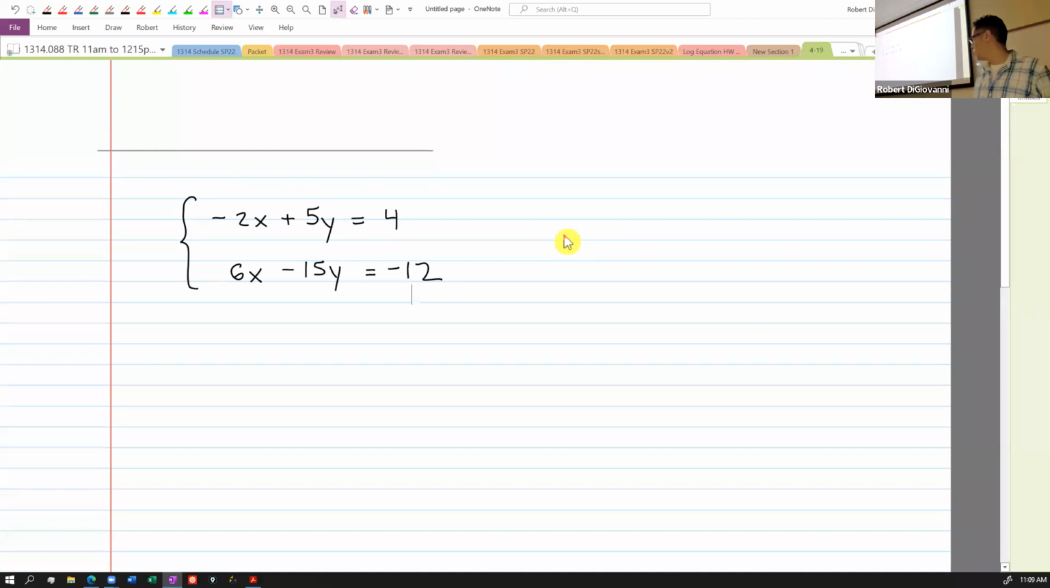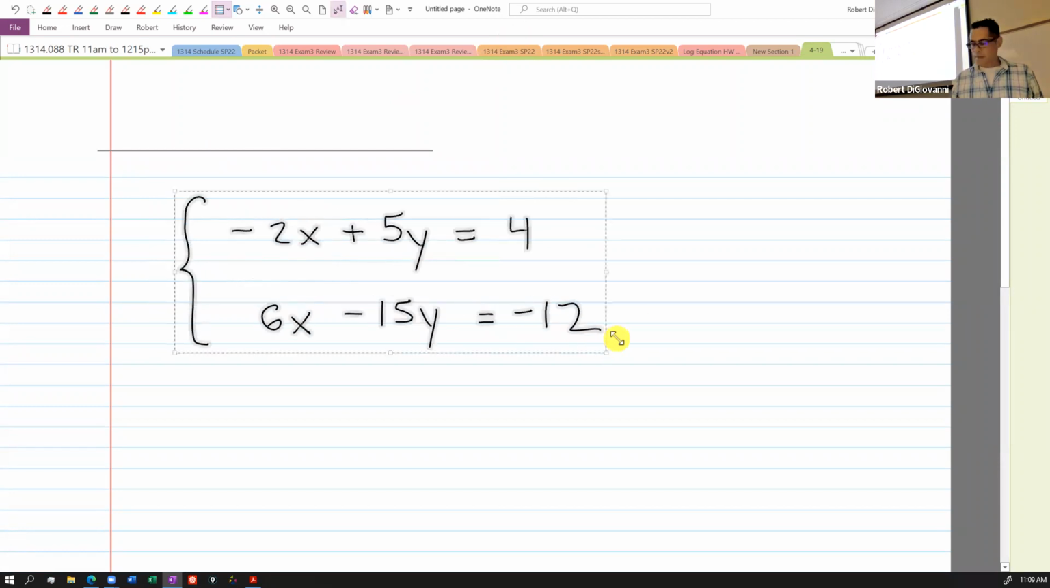Trying to solve this system of equations, let's do elimination again. Let's try and get rid of the x's. If I'm going to try and get these x's to cancel, what am I going to have to do? Multiply by 3. Just coincidentally, it's 3 again. Because if I multiply that by 3, I'll get a negative 6x that'll cancel with that. So let's do that.